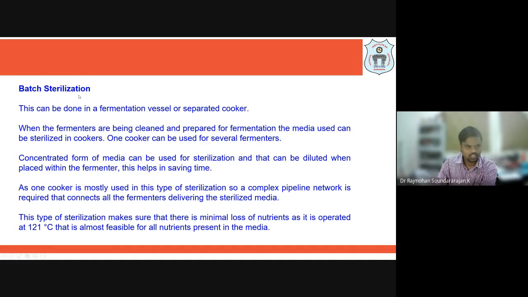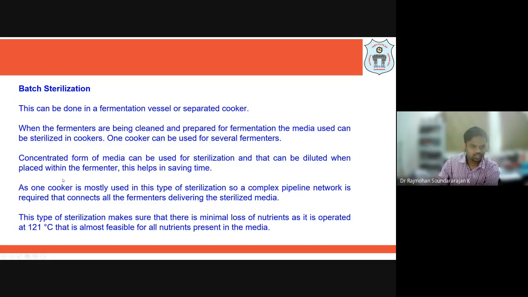To start with batch sterilization, it can be done in a fermentation vessel or a separate cooker. When the fermenters are being cleaned and prepared for fermentation, the media used can be sterilized in the cookers. One cooker can be used for several fermenters, because one cooker is like an autoclave, no? As I said, autoclave. So you can sterilize different types of culture media in the same cooker. So multiple usage is there.